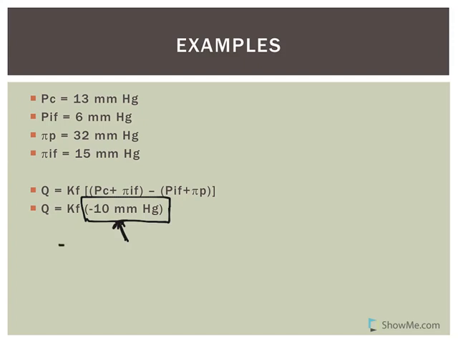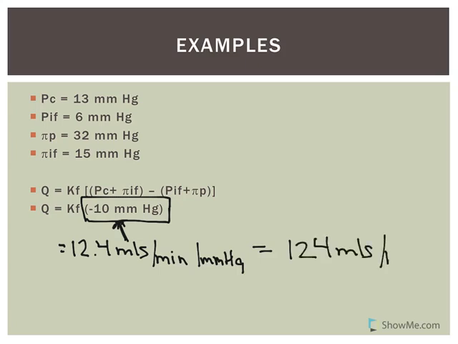I'm going to tell you the filtration coefficient for those vessels is 12.4 mils per minute per millimeter of mercury. And if you do the math, that minus 10, it's just telling us the direction. You don't have to use that negative in your final number. It tells you there's 124 mils of fluid being absorbed by those capillaries every minute.